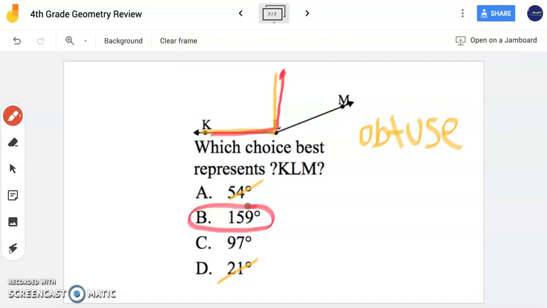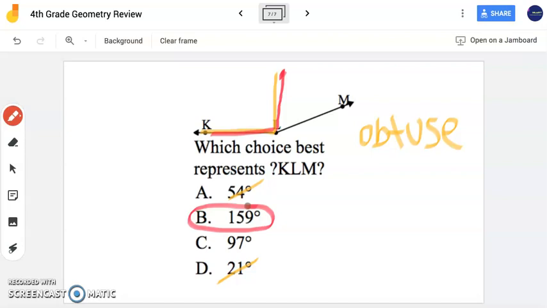So geometry vocab is very important to develop an understanding because these terms you will be using throughout 4th grade, throughout 5th grade, 6th grade, and beyond in math. So geometry is always used every single school year. And in fact, you'll find many instances where you will be using this in the real world as well.